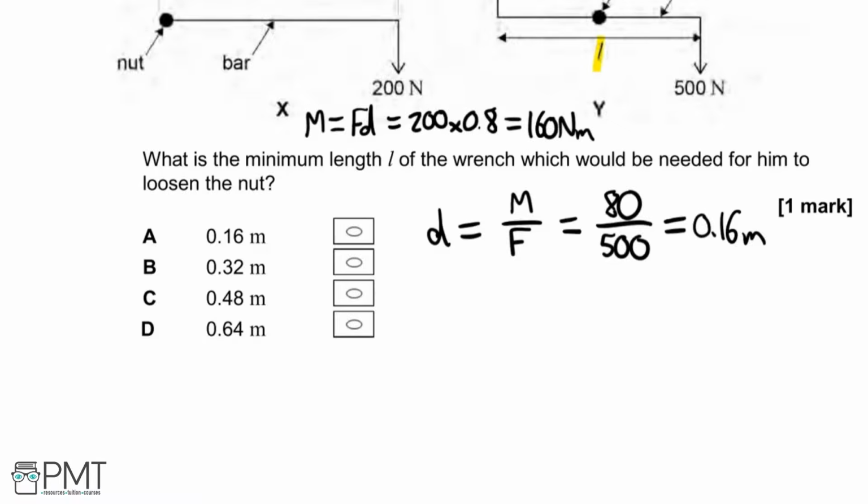And that is this length here. It's the distance between the points of application of both forces on that wheel wrench. So actually that distance is double the distance of one of the forces from the pivot. So it's double 0.16. So actually the answer is 0.32 meters. So be very, very careful there.